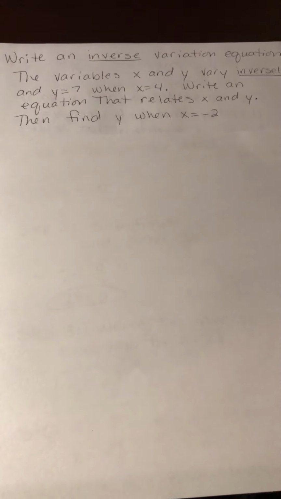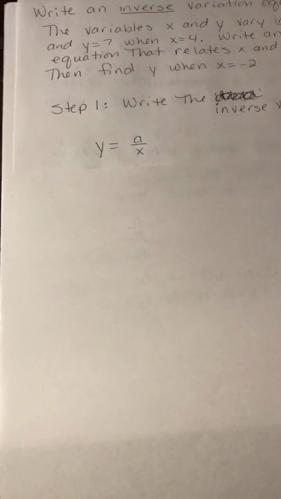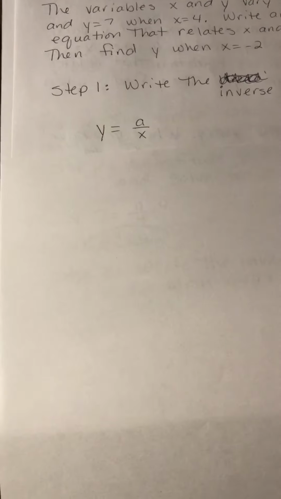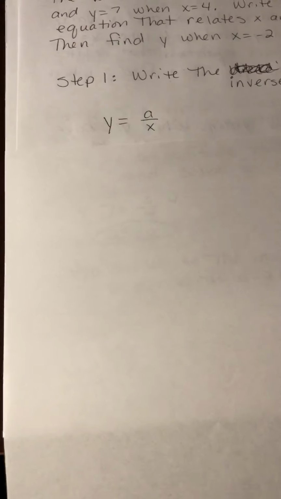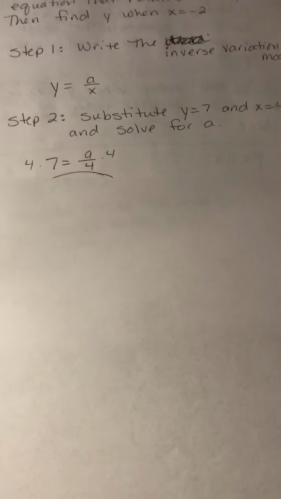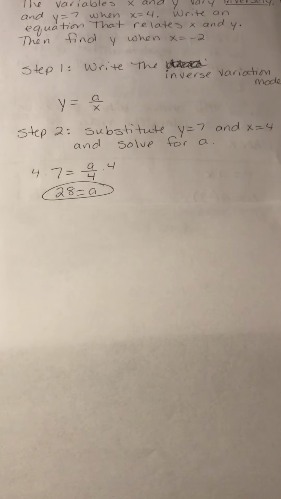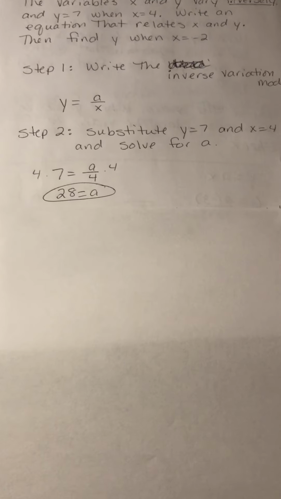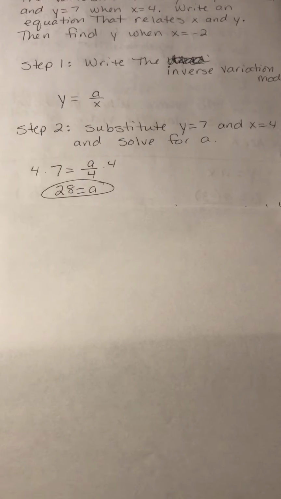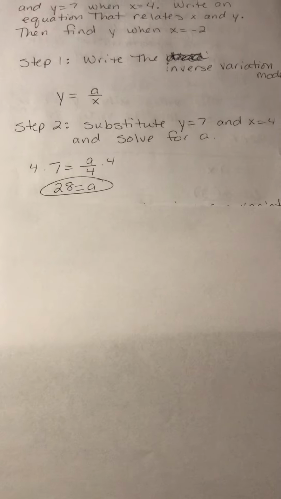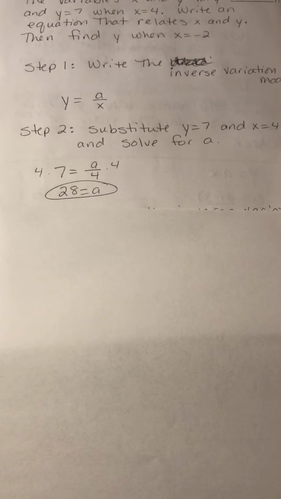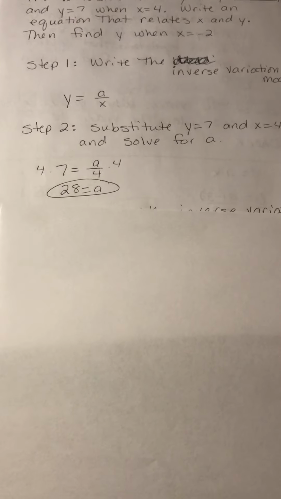So we're going to go through the same 4 steps, but because this problem said inverse, we're going to start by writing the inverse variation model, which you can go back in your notes and see that we wrote it. It's y equals a divided by x. Step 2 is then to substitute y equals 7 and x equals 4 and solve for a. So I'm going to put the 7 in for y. The a is on top because we're going to solve for it, divided by x, which is 4. To get a by itself, you multiply both sides by 4, and you get a equals 28.